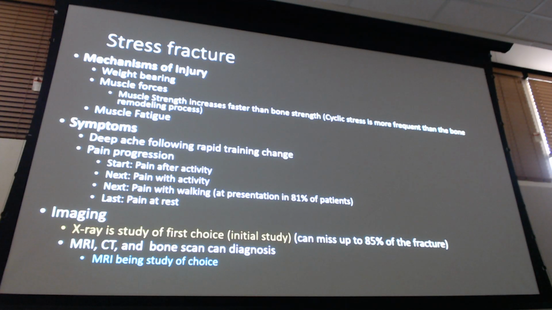Most of them aren't going to be seen on x-ray. So basically weight bearing areas, muscle forces, most commonly in the feet, tib, fib, shins, those kinds of areas. You can have them anywhere, but the lower extremities is the most common, all right? Deep ache, following rapid training, right?